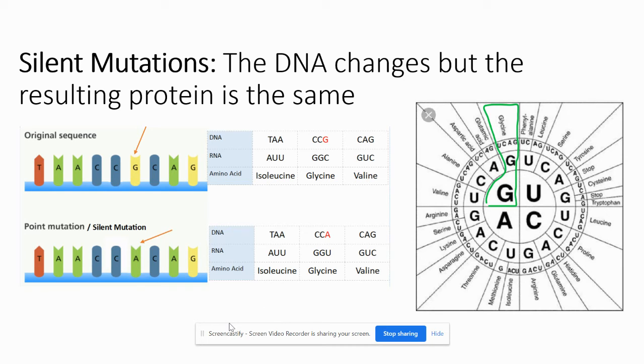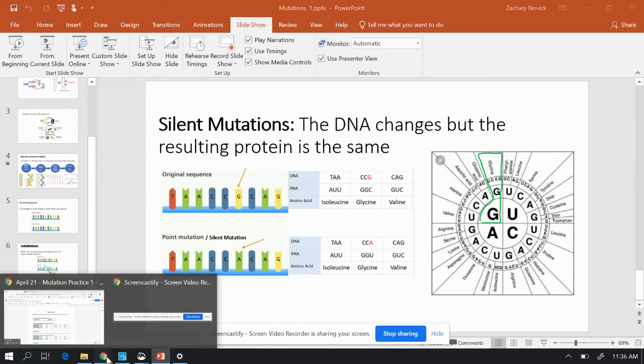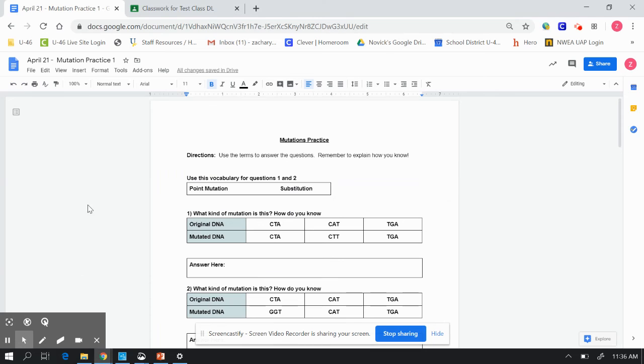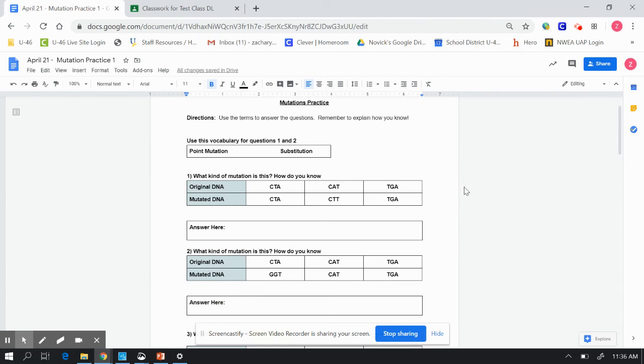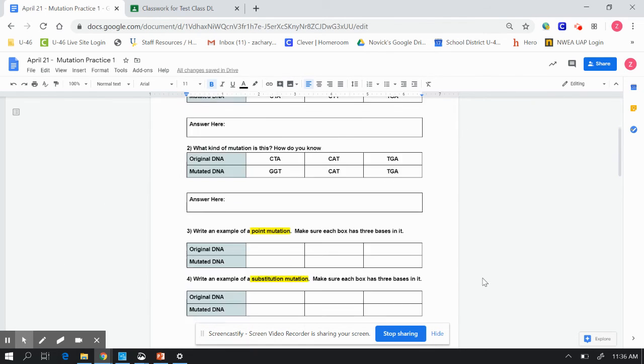All right, so next up for you guys is some practice. When you go to step 2, what you'll see is this mutations practice. It lists the original DNA and the mutated DNA and asks the question, what kind of mutation is this? How do you know? So in here, you're either looking for point mutation or substitution. Same deal, point mutation or substitution.